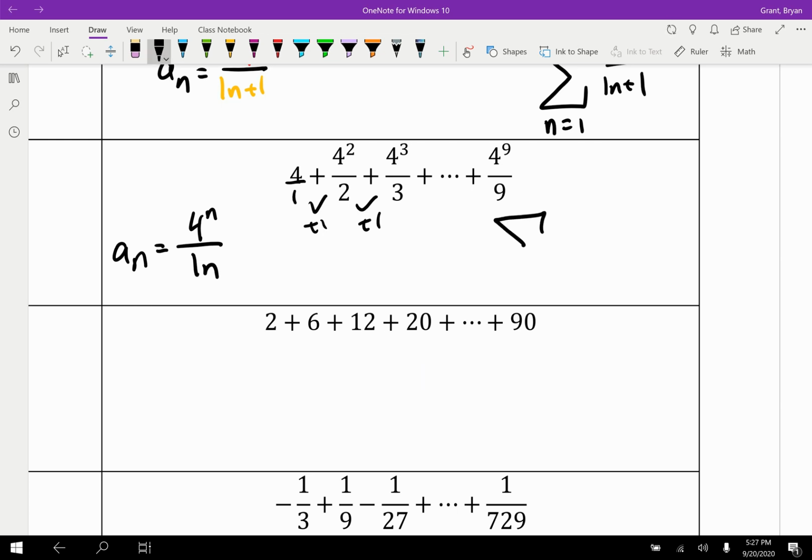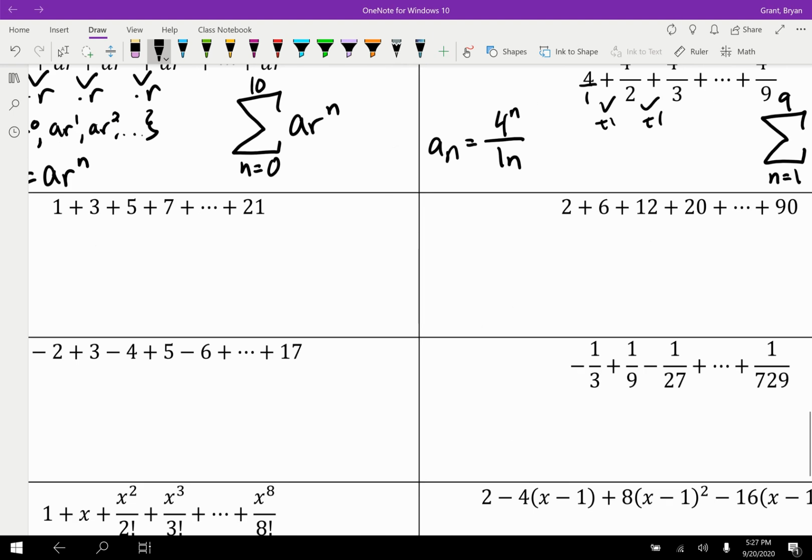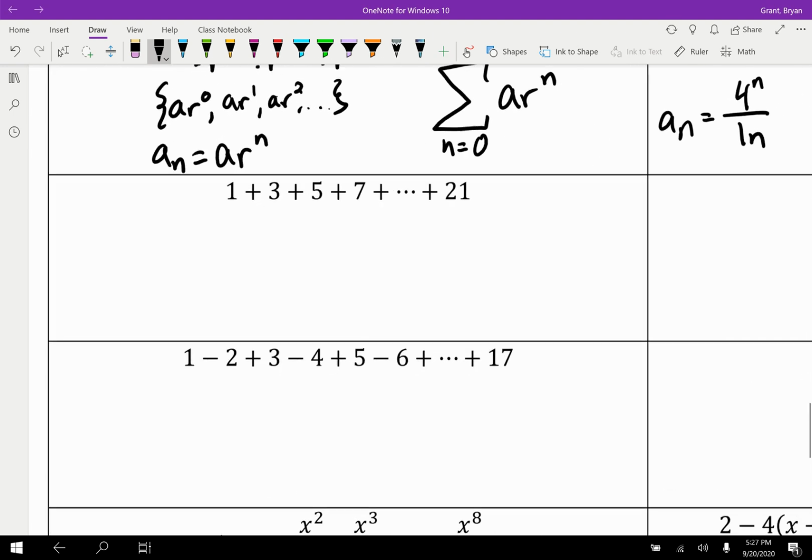So our summation here, we start at somewhere, we end at somewhere, 4 to the n over 1n. And I think we start at 1, because if you replace the n's with 1, you get our first term. And then we end with 9, because if you replace the n's with 9, we get our last term. Cool. Just a few more to go.